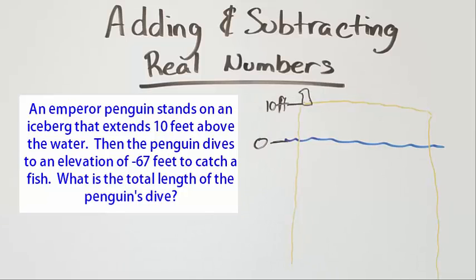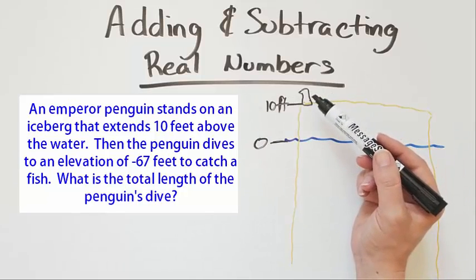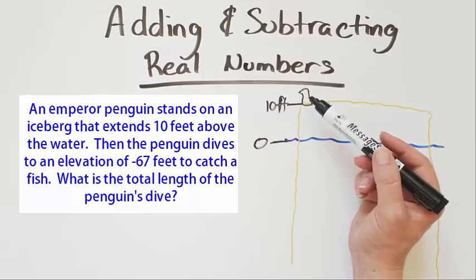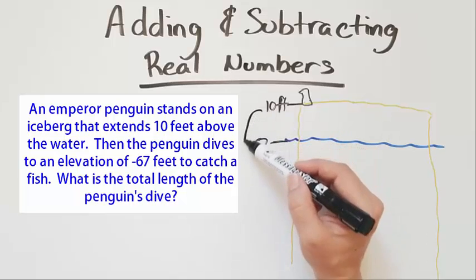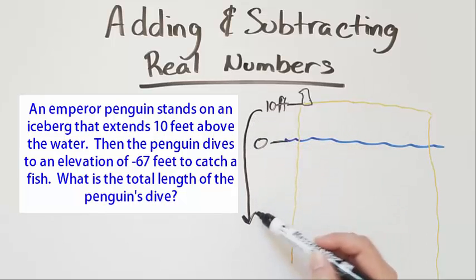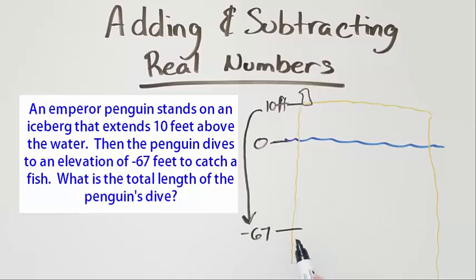The biology application problem says this emperor penguin stands on an iceberg that extends 10 feet above the water. Then the penguin dives into the water and drops down to the elevation of -67. So he's now at -67 feet below the water to catch all of the little fishies that are down here. So here's all of our little fishies. The question is, what is the total length the penguin dove?